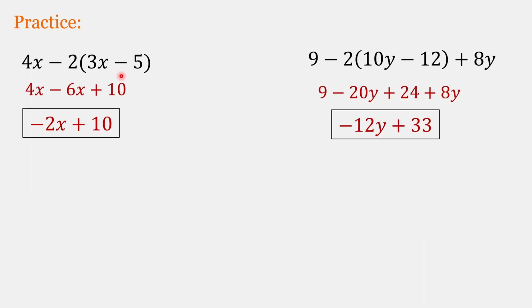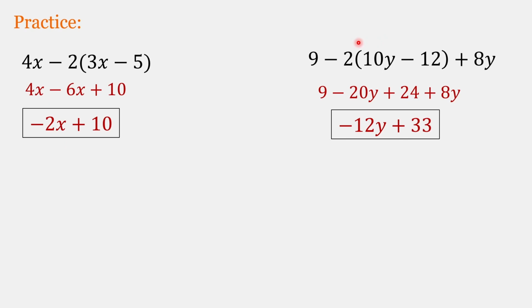Again, the first step is to multiply. Multiply using the distributive property. We'll distribute this negative 2 to both terms. So negative 2 times 3 is negative 6x. Negative 2 times negative 5 is positive 10. And then we combine our like terms, ending up with negative 2x plus 10.